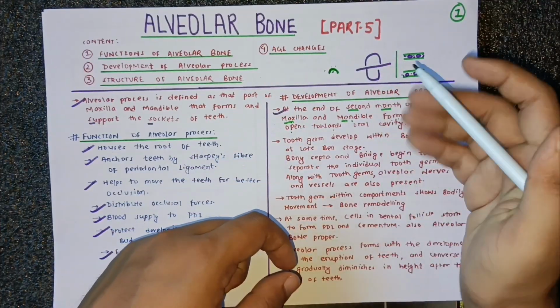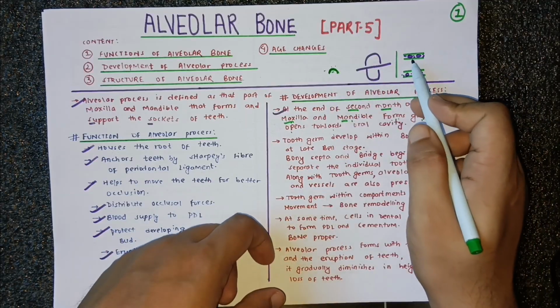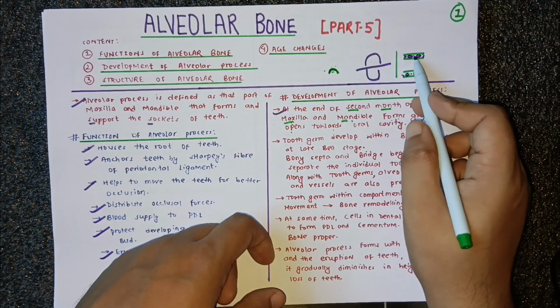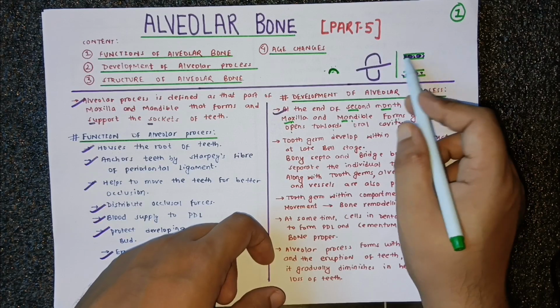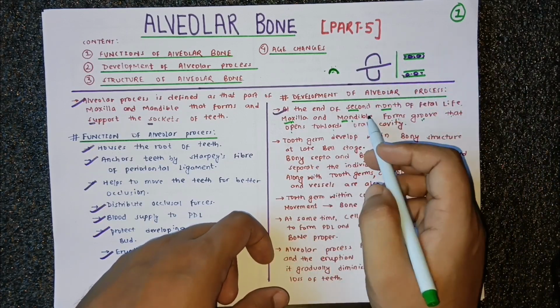So this is a more clear view of that groove, okay. So we can see the tooth germs there. These are the blood vessels and the nerves, and these big blue dots are the tooth germs developing in that tooth groove, in the grooves of the maxilla and the mandible, okay.